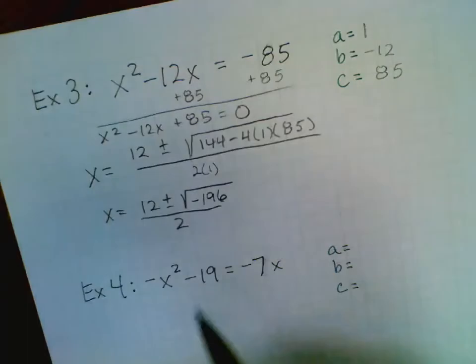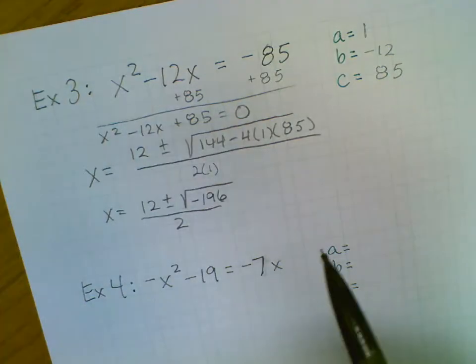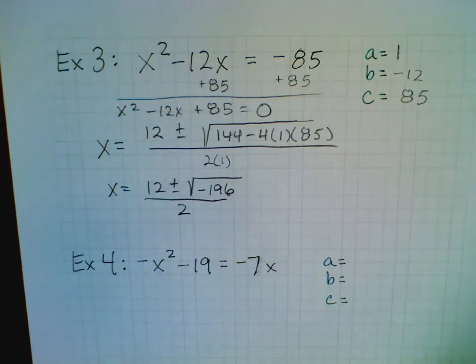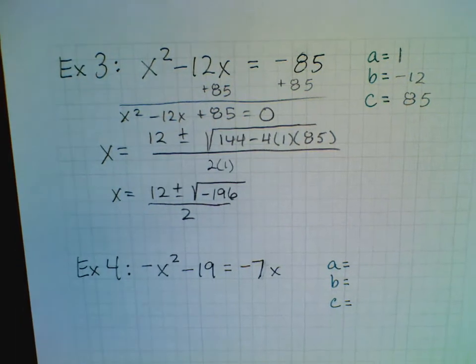Now remember, I've been going over the complex numbers. So this is going to be an instance where we're going to get an i, because there's a negative under that radical. Now 196 is a perfect square.